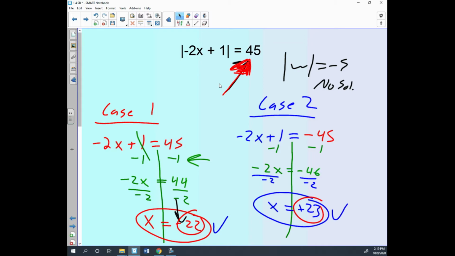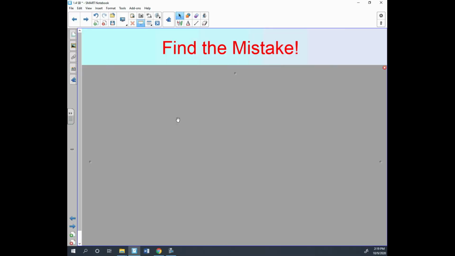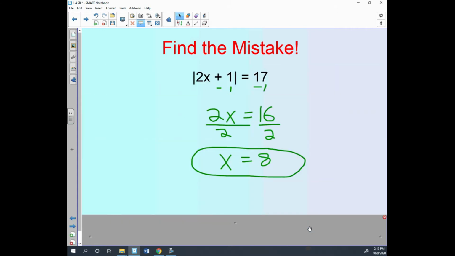So next up, that's how we do ones from yesterday. I have a couple things where I made a mistake on purpose on these, and I want you to see if you can find it. So a little bit of a problem solving skill. What did I do wrong on this one?